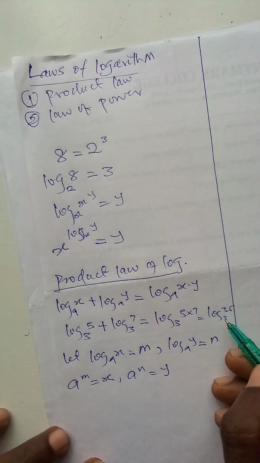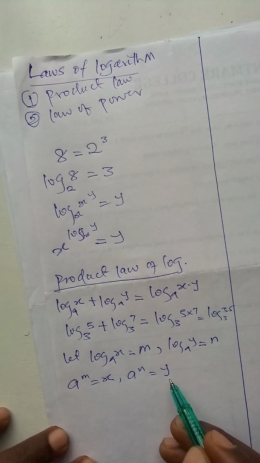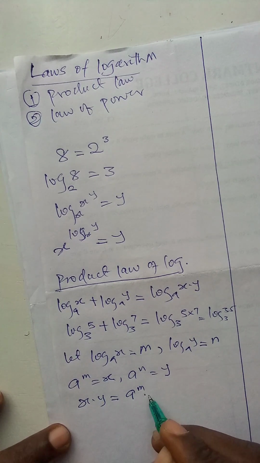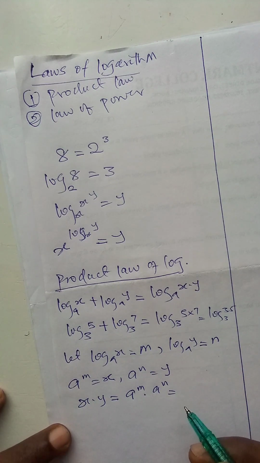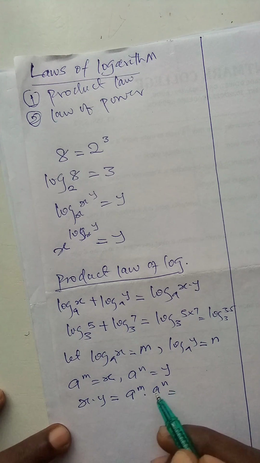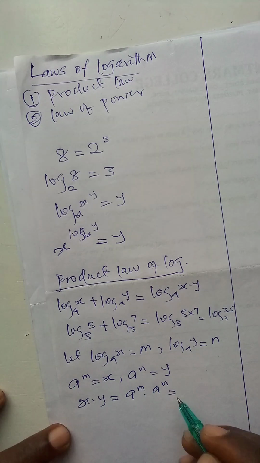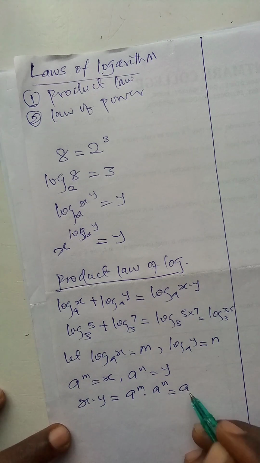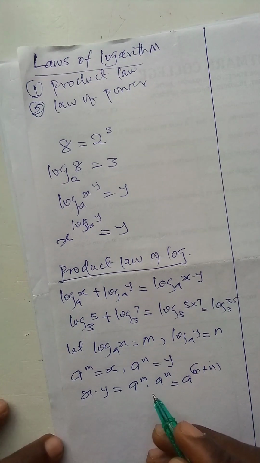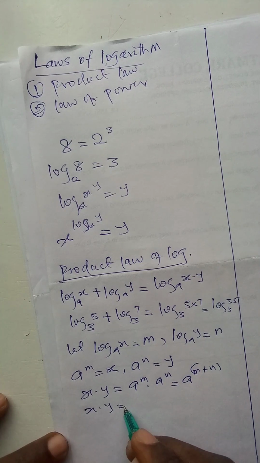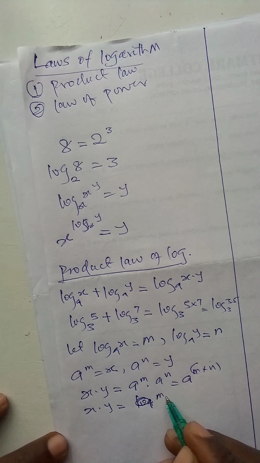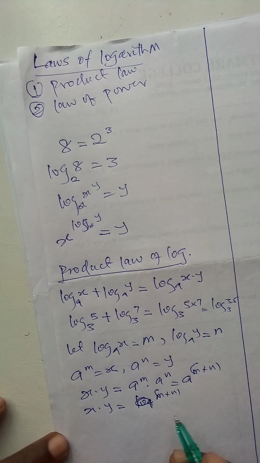Now, we are dealing with product. That means we are going to multiply x and y together. So x times y will give us a raised to power m times a raised to power n. And in indices, if we have the same base and they have different powers, we are going to add the powers together when we are multiplying them. So x times y will give us a raised to power m plus n. Now let us take log of both sides.